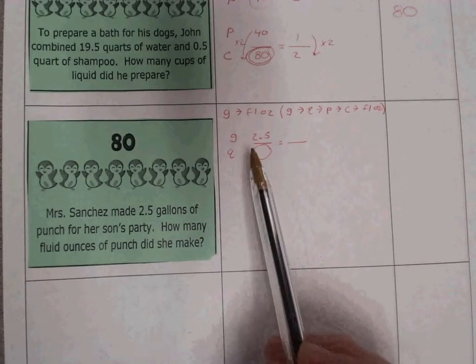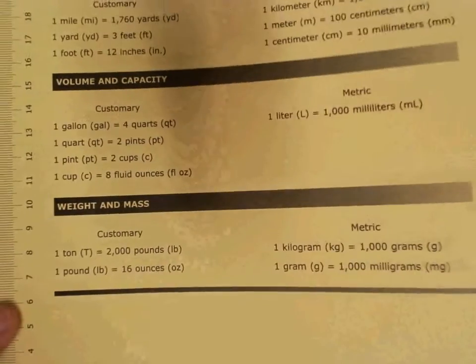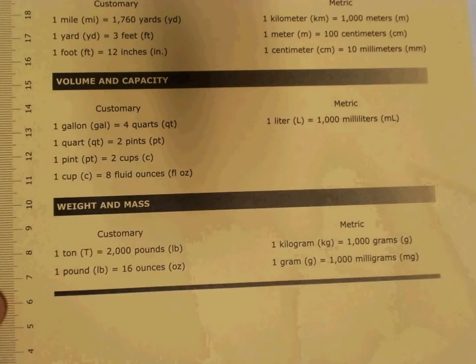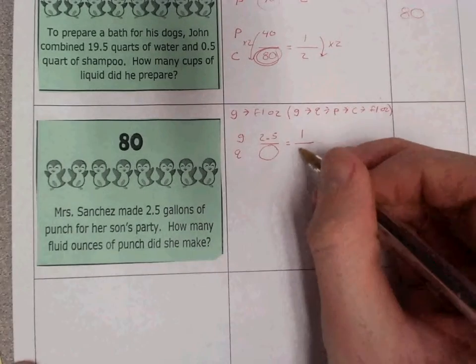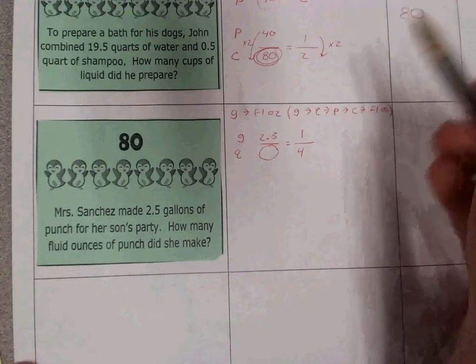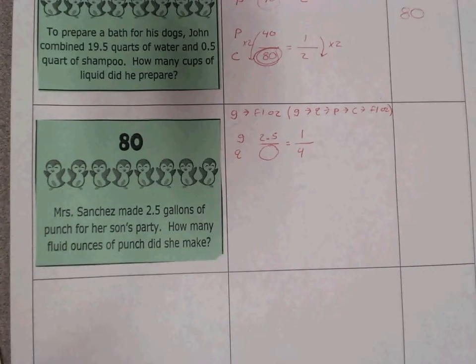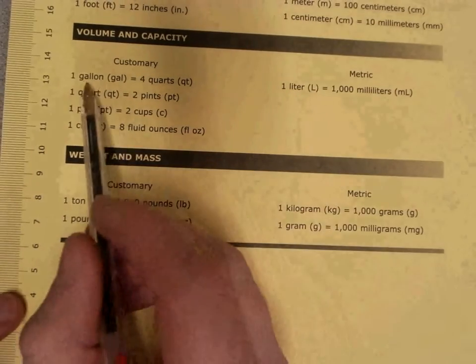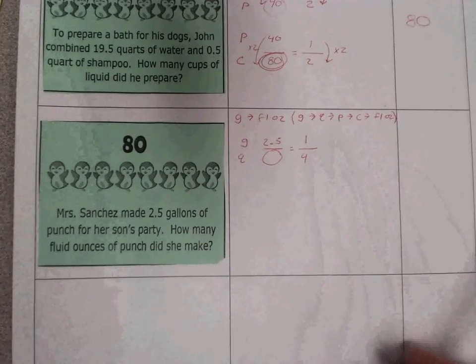If we look at our labels, we know that we're dealing with gallons and quarts. So if we look on our reference sheet, we know that 1 gallon is the same as 4 quarts. So I'm going to put 1 gallon and 4 quarts. The ratio that you're always going to have is whatever your labels are. You're just going to get it straight off of your reference sheet. So here again it was 1 gallon and 4 quarts.